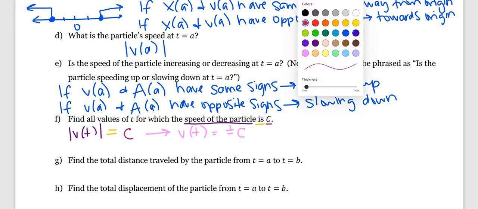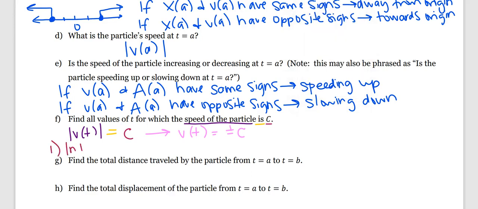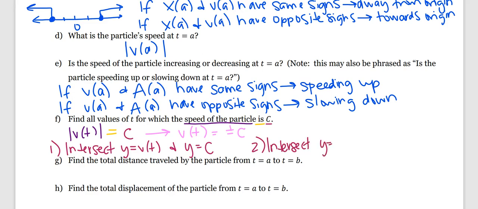So here are the steps, and I want you to write this down. Step 1, we're going to intersect the velocity, y equals v of t, and intersect y equals c. So you're going to graph both those. In y1, graph v of t, in y2, graph c, see where they intersect. Okay? And then step 2, you're also going to find the intersections of the velocity and y equals negative c. Because what I'm trying to do is solve this equation, but I'm doing it graphically.